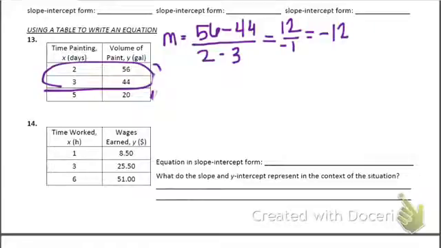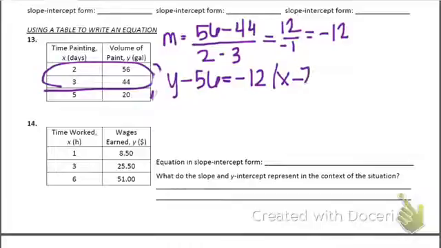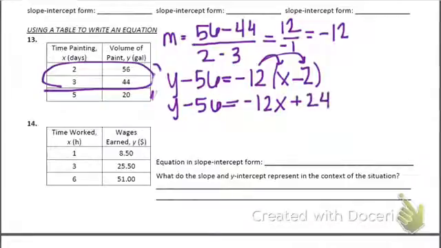What point do you guys want to use? Who cares? Which one? (2, 56). Okay, so we're going to use the point (2, 56). So that's going to be y minus what? 56 equals -12 times x minus 2. Good. Okay, we have to convert to slope-intercept form. So I'm going to distribute the -12. I apologize that I did not give you guys that much room. That's going to be -12x plus 24. And I need to get y by itself, so what am I going to do next? Add 56.